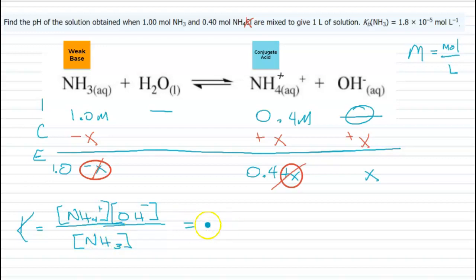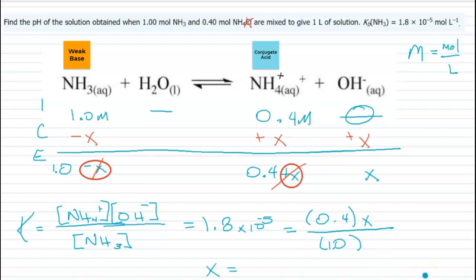So when I substitute values in, I have 1.8 times 10 to the negative fifth is equal to, and I'm going to substitute in my value, 0.4 times x over 1.0. So when I solve for x, my value of x in this case is 4.5 times 10 to the negative fifth. And when I take the negative log of that, I find that my pH, or I'm sorry, pOH, is 4.35.